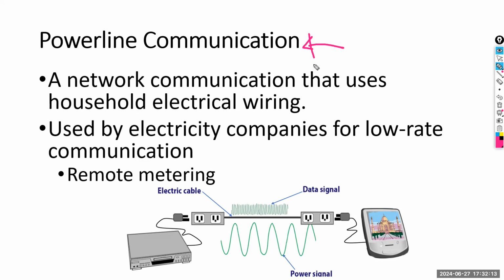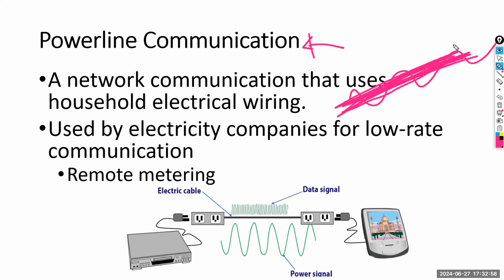So power line communication means, remember, almost every home, every place, every factory, we get electricity. Electricity is not something so far possible to transmit wirelessly. So there's an electric cable coming to every house, every factory, every business organization. So the idea of power line communication is to use that electric cable to send data signals, communication signals. Then we call it power line communication.